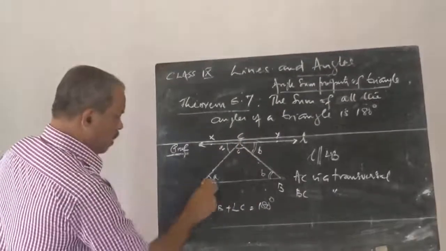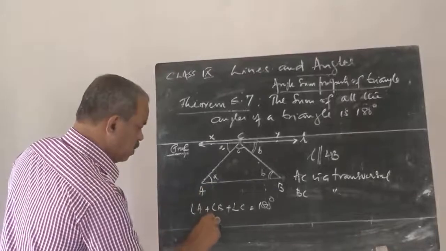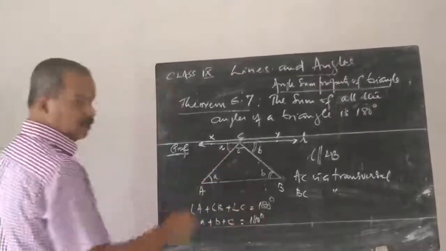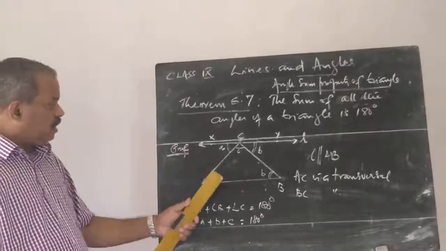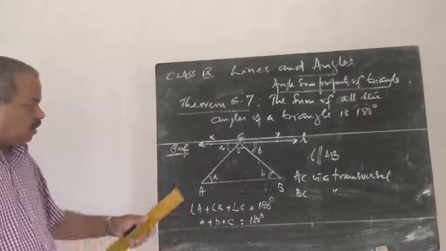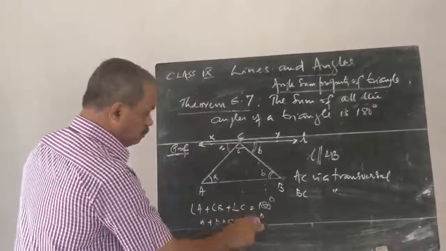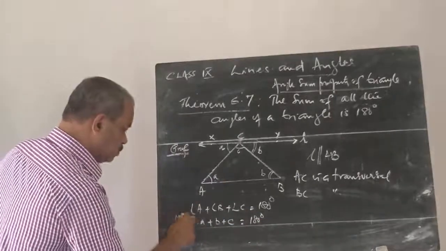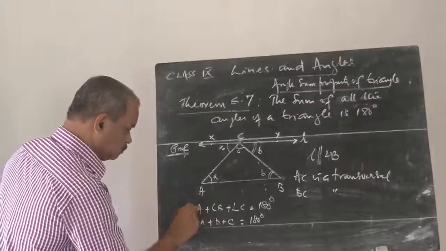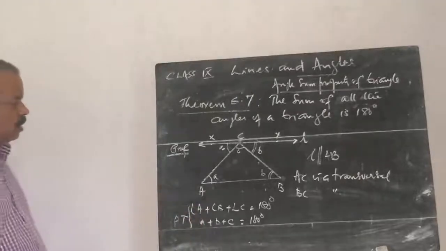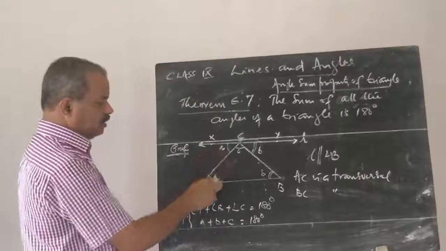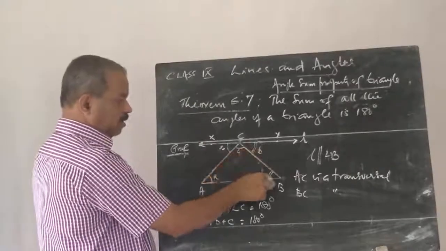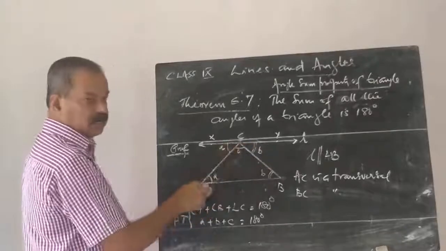Now, A plus B plus C equal to 180 degrees, that is the sum of the interior angles, that is what we want to prove. A plus B plus C equal to 180. This measure is angle A, so this is also angle A. This is C itself. This is B. Alternate angles.